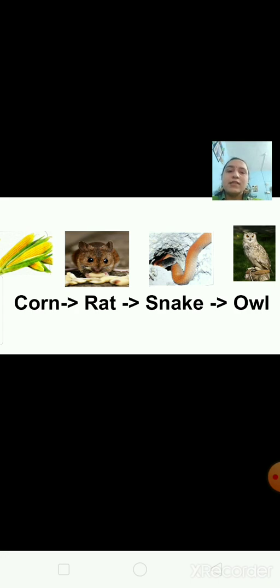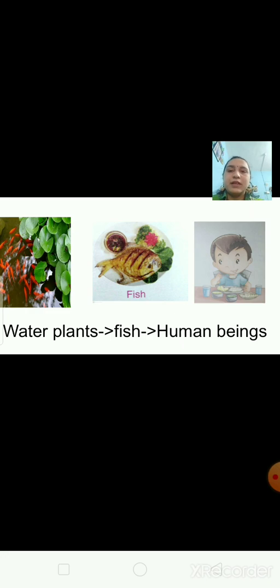Now let us look at the third example. Yes, water plants, fish and human beings. We all know that fishes live in water. So they eat plants that grow in the water. And these fishes are then consumed by the human beings. Yes. Human beings are the omnivores, right?